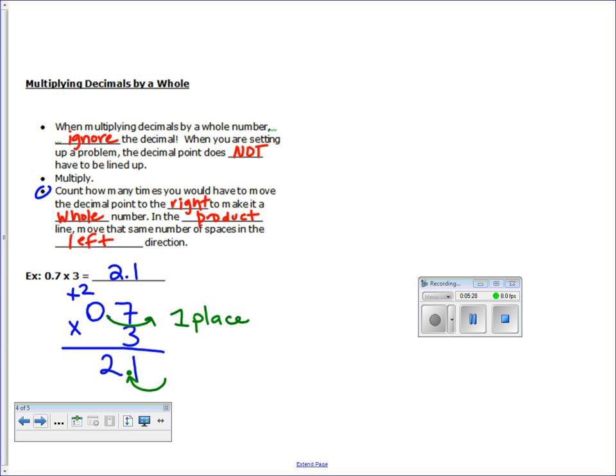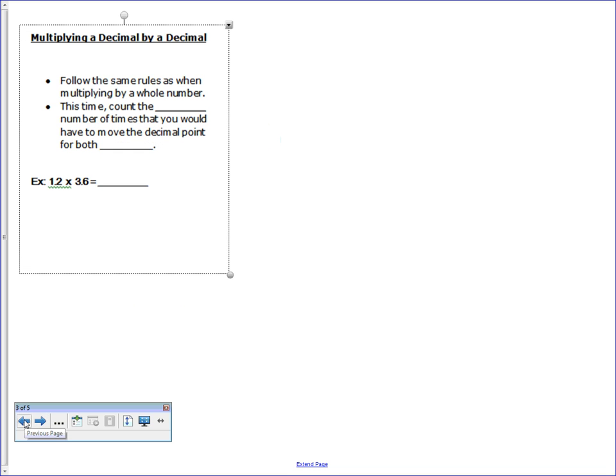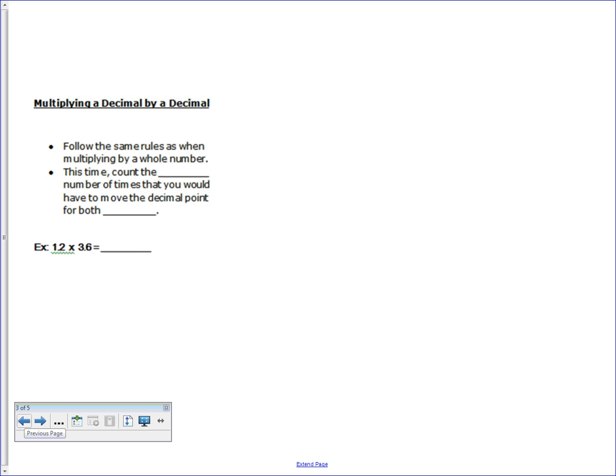So I want to count how many places we're moving in each factor. Now the reason why we're starting with whole numbers is because when we multiply decimal times decimal, we use the exact same skill. We're following the same rules as we're multiplying by a whole number. This time, count the total number of times that we would have to move the decimal point for both factors. So let's go ahead and practice.